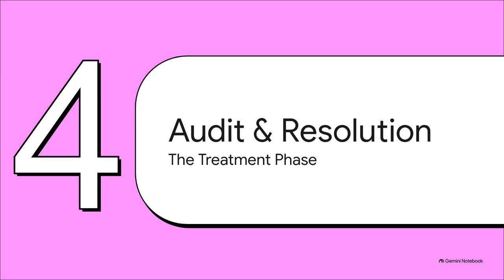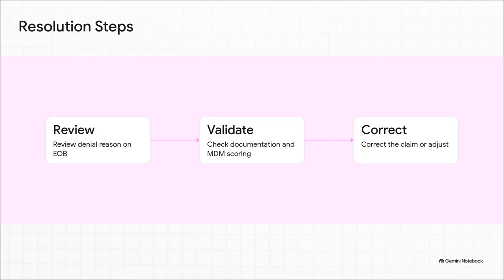Let's transition to Section 4, Audit and Resolution Workflows. This is the active treatment phase. So your workflow here needs to be incredibly systematic. Step 1. Isolate the exact denial reason on your EOB or ERA. Make sure it's actually a CO150.